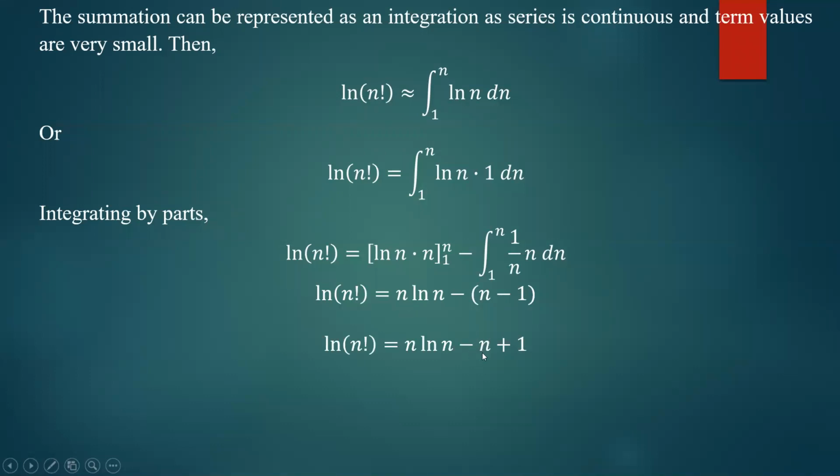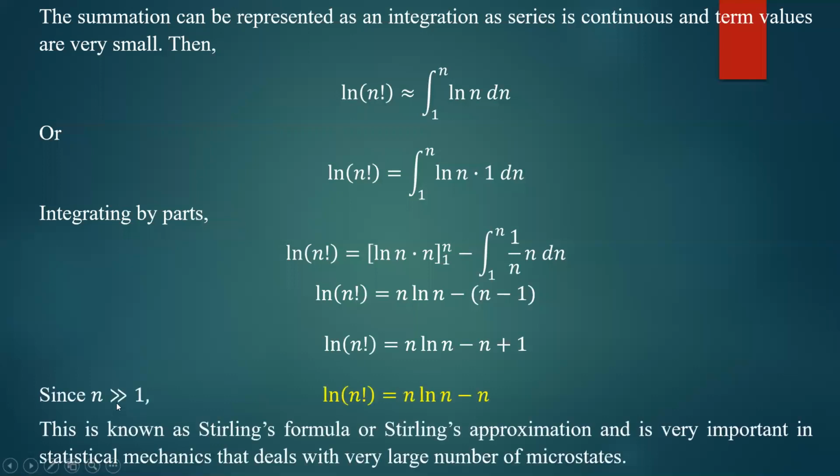Compared to the value of n, 1 is very small. Since n is very, very large, greater than 1, I can neglect this 1. That's why it's an approximation. So approximately ln of n factorial is equal to n ln n minus n. This is called the Stirling approximation. This is useful while studying the distribution function. While deriving the distribution function, this Stirling approximation is much necessary. Okay, so this is known as Stirling formula or Stirling approximation.